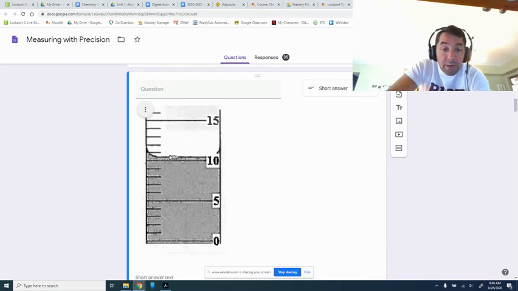Me personally, I would say that this meniscus is maybe a little bit below the halfway point between the 10 and the 11. So I'm going to say that's 10.4. If you said 10.5, that would be fine. If you said 10.3, that would be fine. Again, that is our estimated digit. Different people estimate things differently. But the important thing is that it's in the tenths place because this is marked every 1 milliliter.